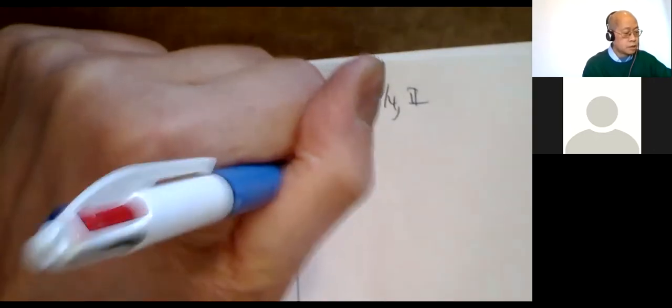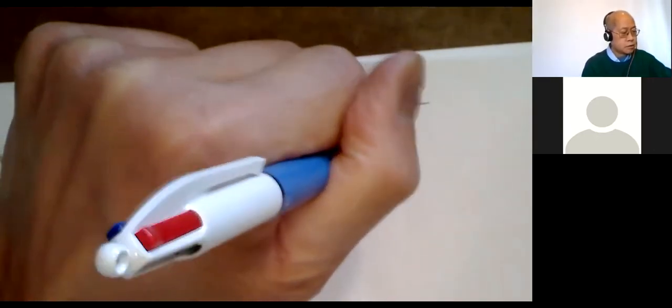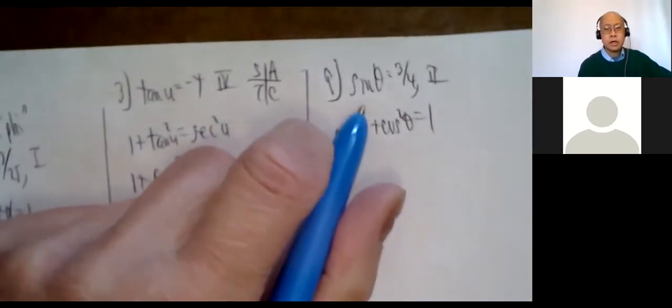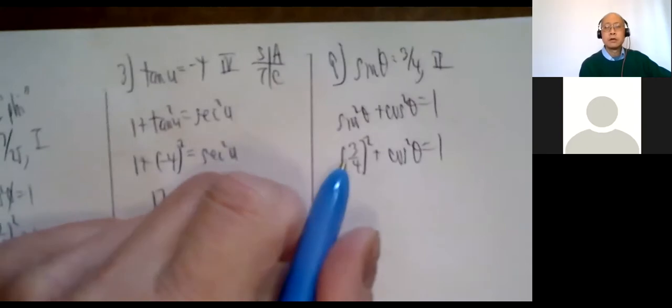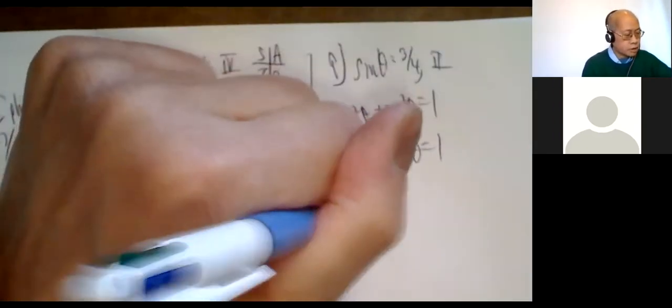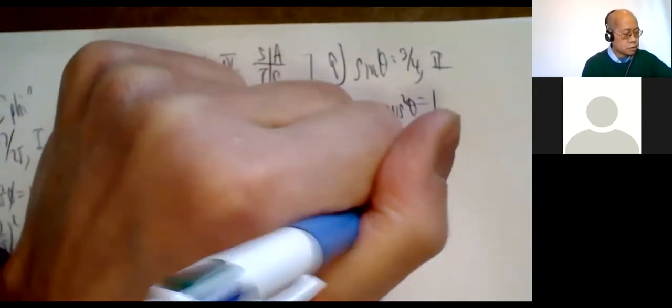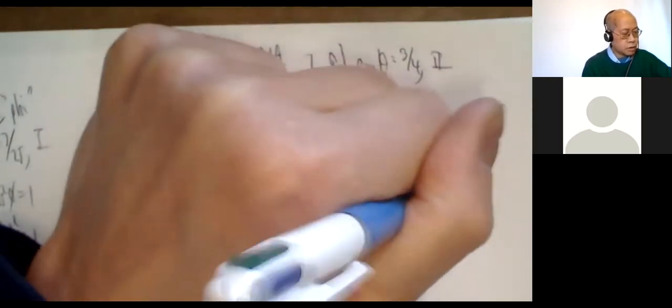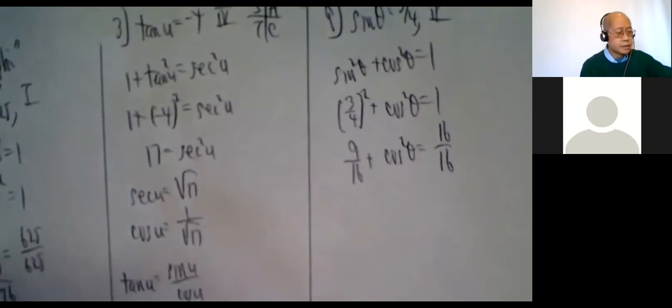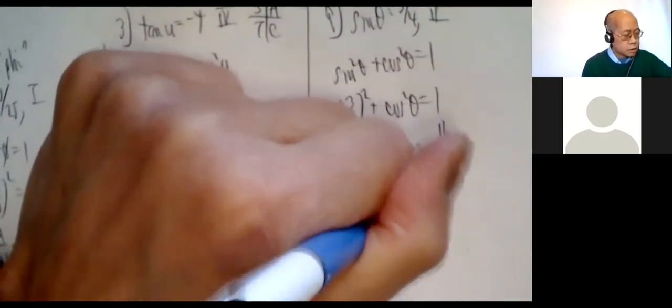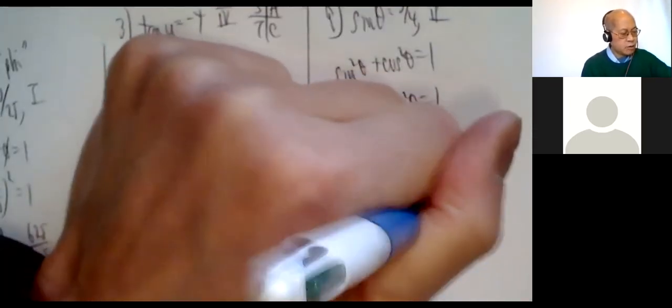All right, sine squared theta plus cosine squared theta equals 1. Sine of theta is 3/4. 3/4 squared plus cosine squared theta equals 1. 3/4 squared is 9 over 16, plus cosine squared theta is equal to 1. 1 is 16 over 16. Subtract 9/16. Cosine squared theta is 7 over 16.